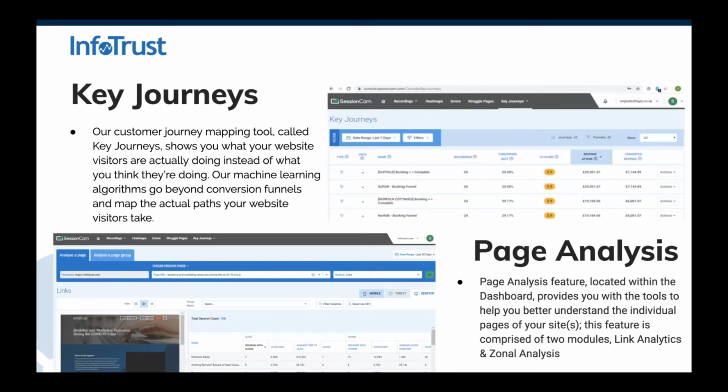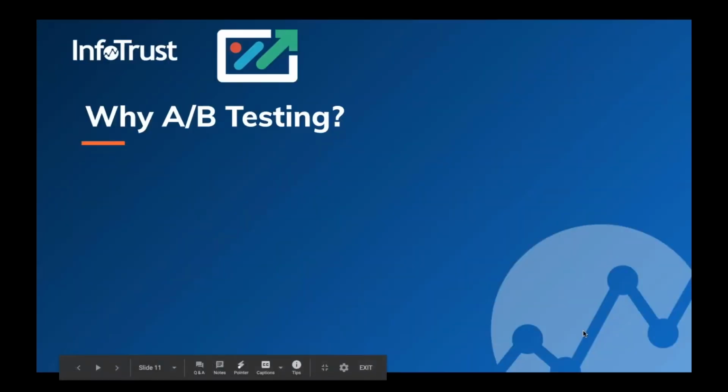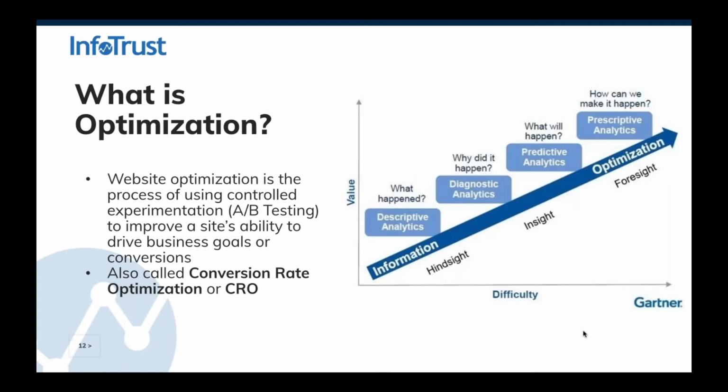So first, we're just going to talk a little bit about what is A/B testing and why you should be A/B testing. So essentially, A/B testing is a form of optimization. This is the process of using controlled experimentation, usually A/B testing, multivariate testing, or possibly personalization, to improve your site's ability to drive your business goals or conversions. We may also call this conversion rate optimization or CRO.